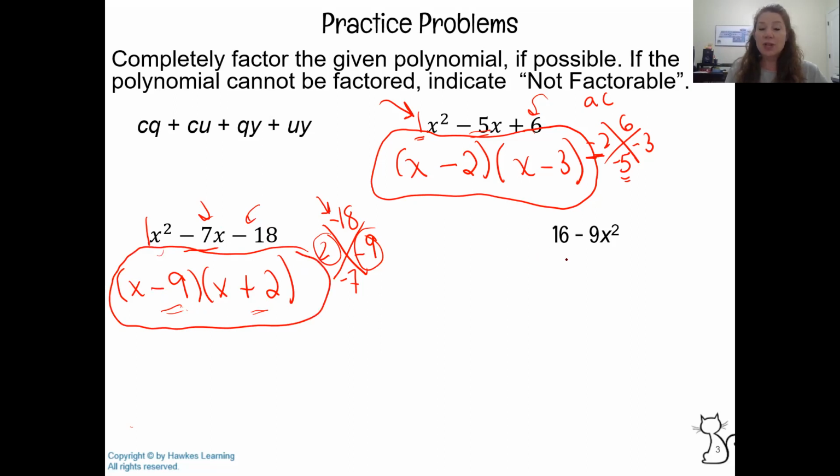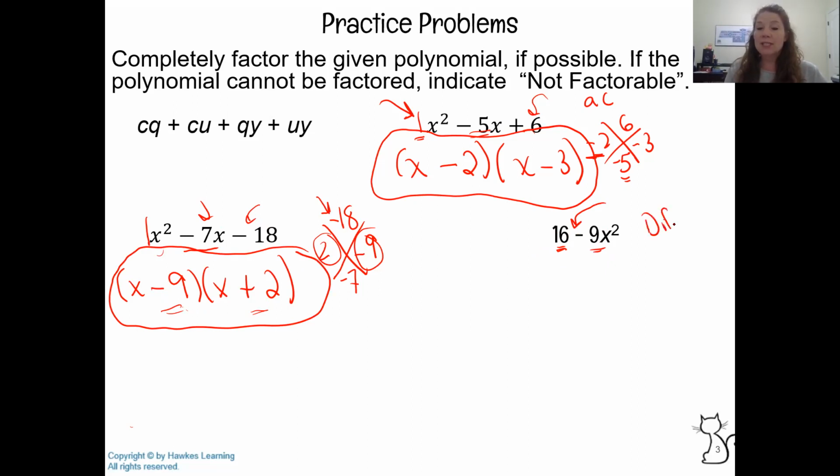All right, now if you'll notice this one, this is a binomial, two terms, and do you notice that they're both perfect squares? 16 is a perfect square and 9 is a perfect square. So when you have a binomial and they're both perfect squares and there's a negative sign between them, or a minus sign, that is called a special product.